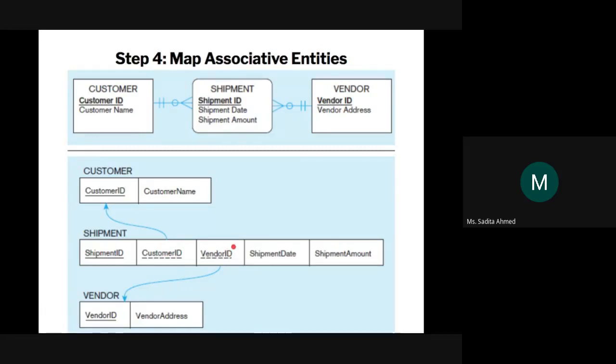We don't need to make a primary key using customer ID and vendor ID. Why is that? Because shipment already has its own primary key, shipment ID. That's right. When that's the case, you don't need to create a primary key out of the references. All right. Because shipment has its own primary key already, we simply use shipment ID as the primary key in the new relation as it is. And customer ID and vendor ID, those two will remain as foreign key references.